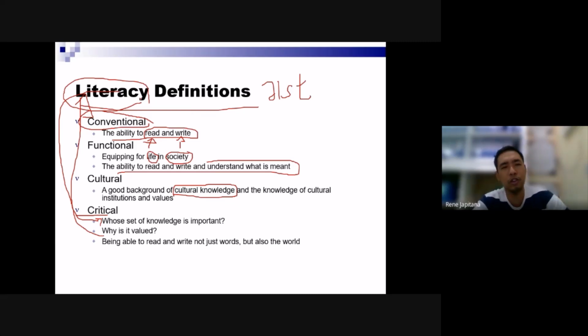Therefore, you cannot teach what you don't have. So you are expected to be the best, very bright. Critically, being able to read and write, not just the words, but also the world, the meaning. And sometimes we need to read between the texts, because there are sentences that we need to understand not literally. The meaning of it will not give us the literal meaning, but there is a hidden meaning out of it. That is what we call reading between the lines, understanding between the lines. So there will be some information, connotation out of the sentence.